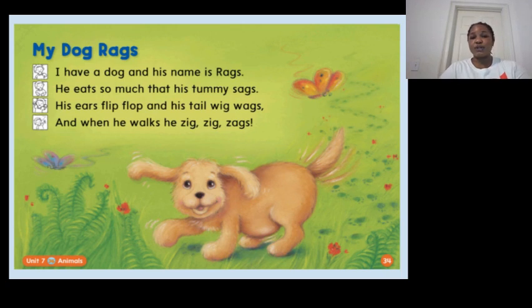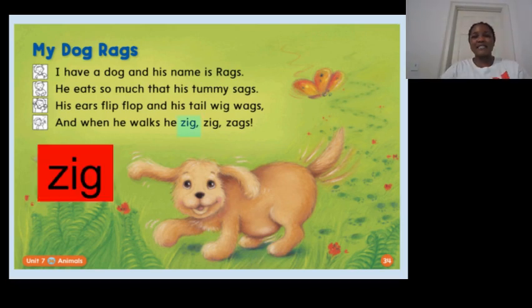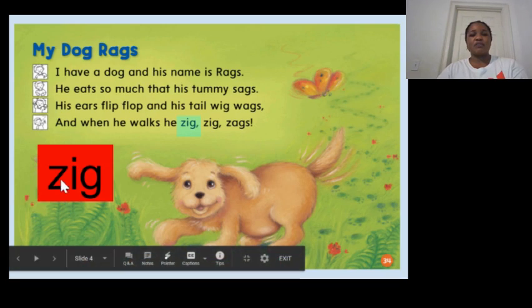So the first one we're going to do is zig. Zig. Do you know what that word is? Can you put it together? Zig. Let's say it faster. Zig. Zig is the word. This is the word zig here, and this is it inside of our poem.